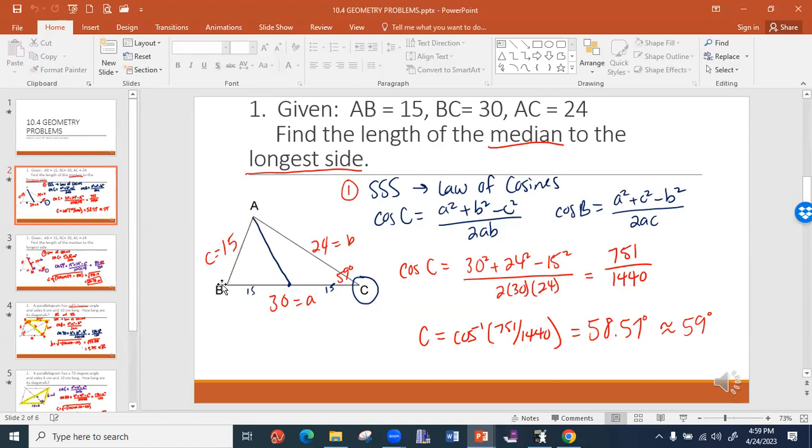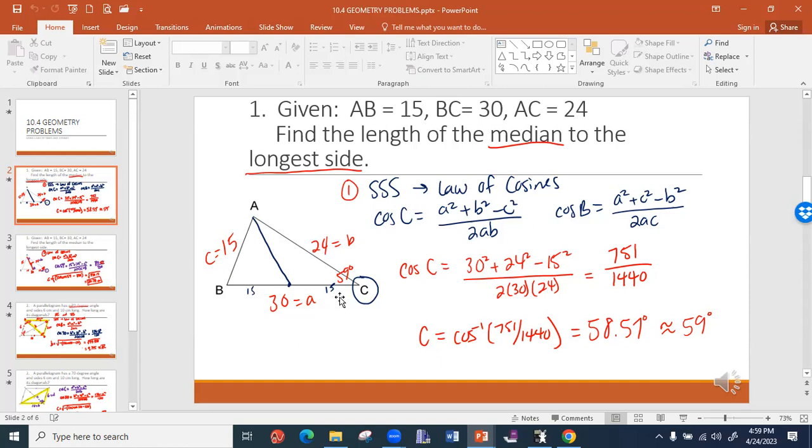Our median is the segment that divides the side into two equal parts. The segment that divides this into two equal parts is right here. That's our median, right? So 30 becomes 15 and 15.